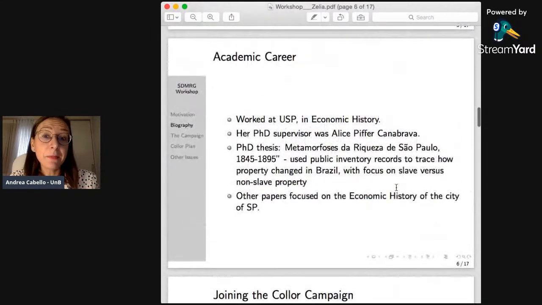In terms of her academic career, as I said before, she worked at the University of São Paulo in economic history, usually teaching Formação Econômica do Brasil, by Furtado. And her PhD supervisor was Alice Canabrava.